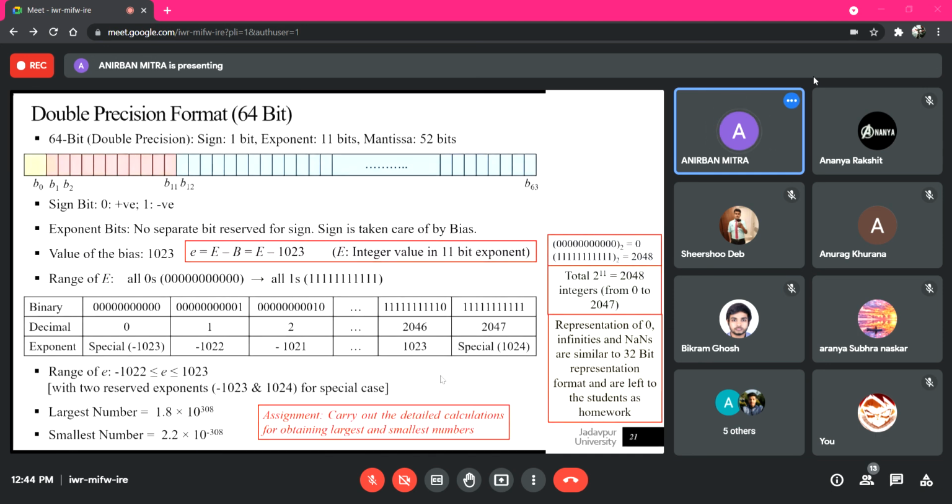Do carry these out. Also, representation of 0, the infinities, positive and negative, and the NaNs are similar to 32-bit representation, and these are also left to you as a homework. You should carry them out.